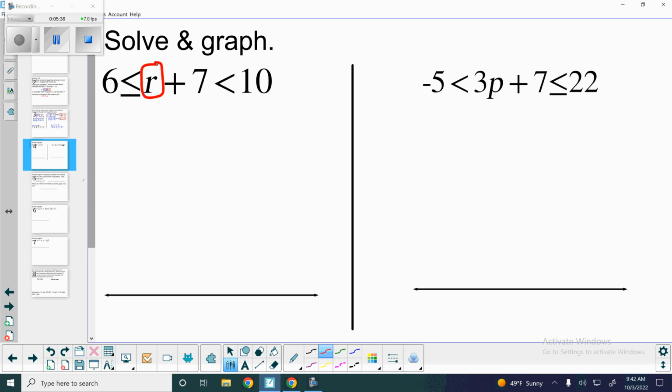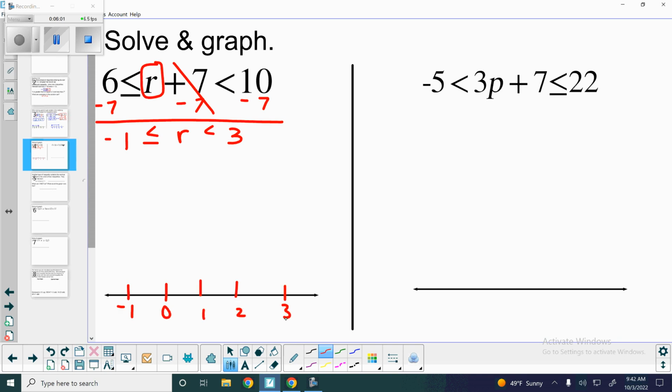So to get rid of the +7, I'm going to subtract 7 from both sides. Remember, we're doing that everywhere on the left and the right. So 6 minus 7 is negative 1. R is left in the middle, and then 10 minus 7 is 3. So when I go to graph this, I'm going to point at negative 1, 0, 1, 2, and 3.